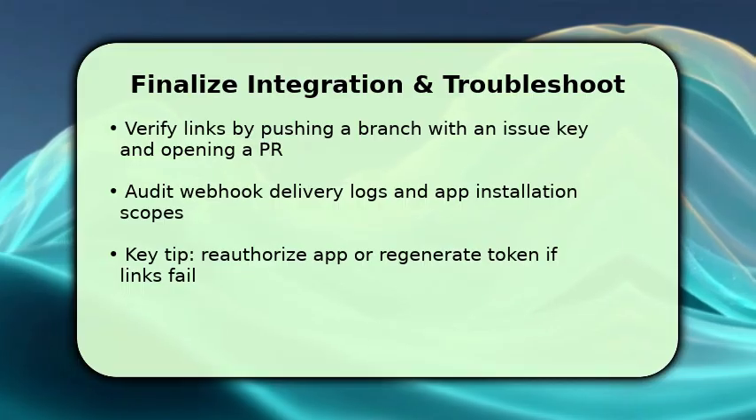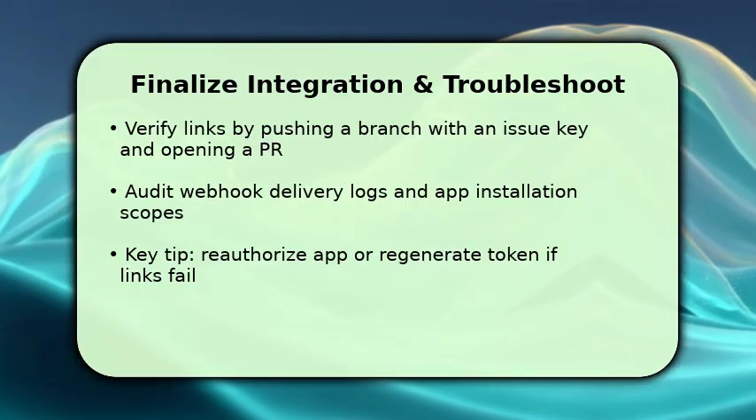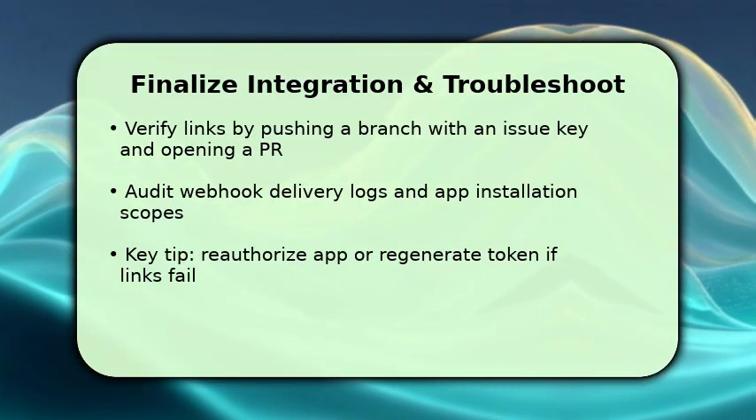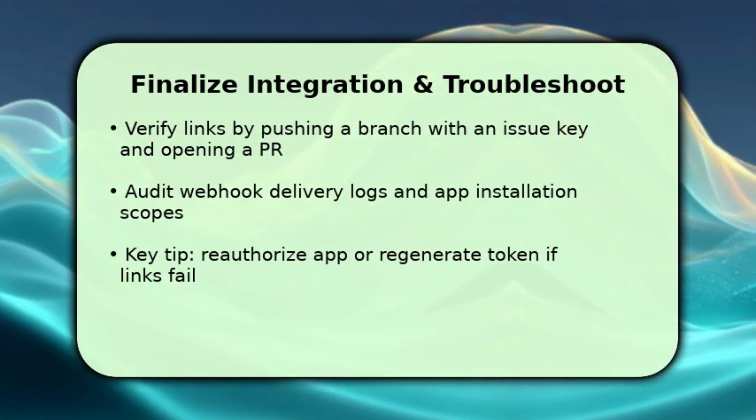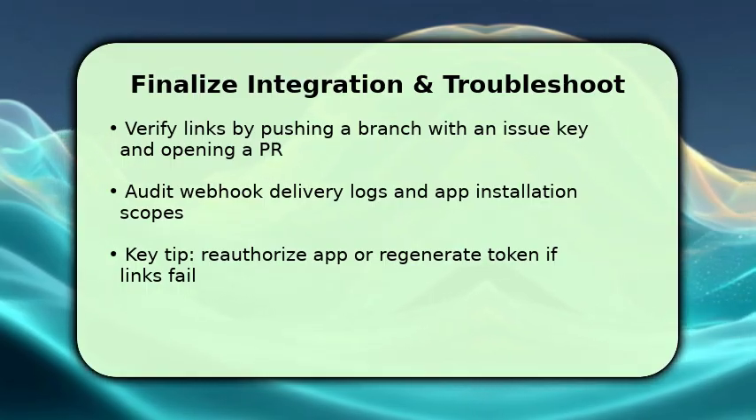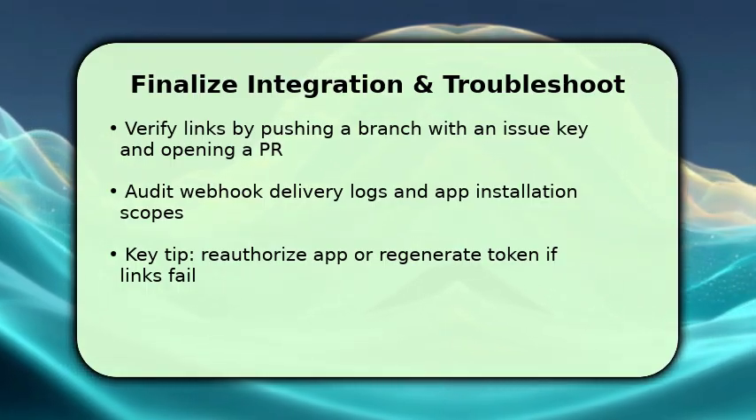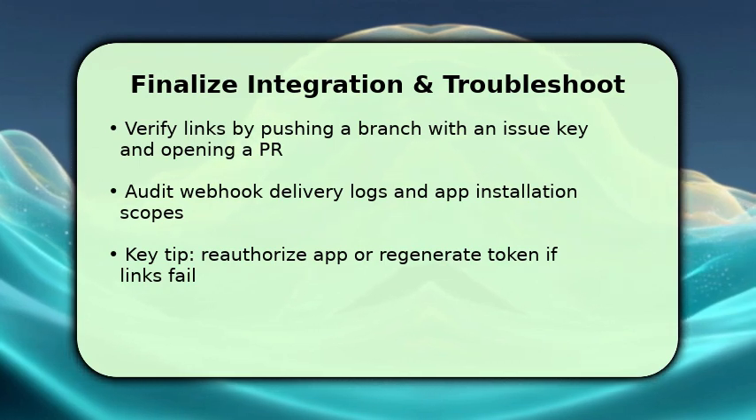If something goes wrong, check app installation scopes first, then reauthorize the GitHub for Jira app or regenerate the integration token. This usually fixes missing linkages. Finally, document the setup so your team knows branch, commit, and PR conventions.